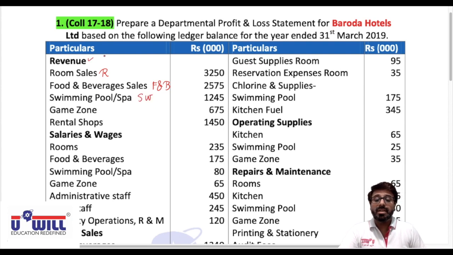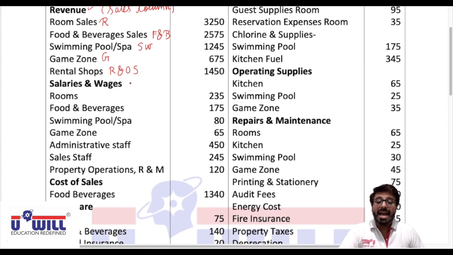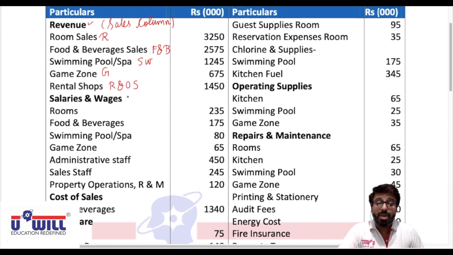All the revenues will directly come in sales column. All of you mark it as sales column. Game zone, G. Rental shops, mark it as rental and other services, R and OS. So all these things will directly come in the sales column in our format. Salaries and wages, all of you mark it as employees benefit. Salaries and wages will come in employees benefit column. All the salaries and wages will come in employees benefit column.